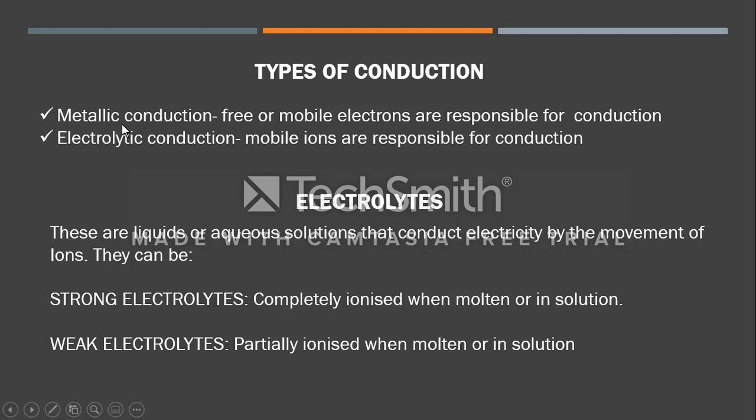right? So for metallic conduction, free or mobile electrons are responsible for conduction. However, for electrolytic conduction, our mobile ions are responsible for conduction. Your electrolytes are the liquids or aqueous solution that conduct electricity by the movement of ions. And that is what is inside of the beaker, right? Your electrolytes can be either strong electrolytes or weak electrolytes. So strong electrolytes are completely ionized, whereas weak electrolytes are only partially ionized in solution.